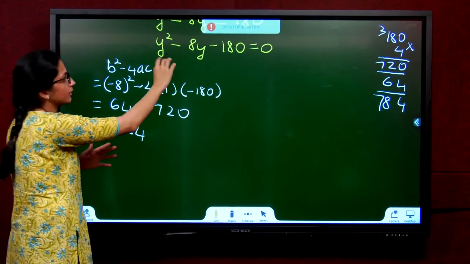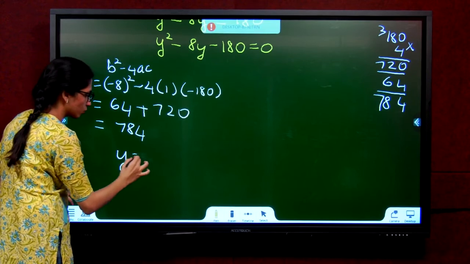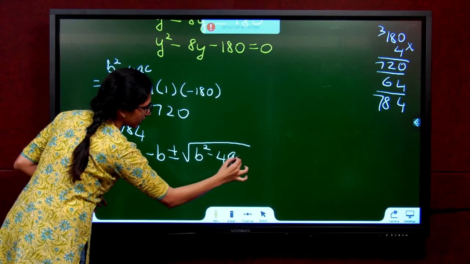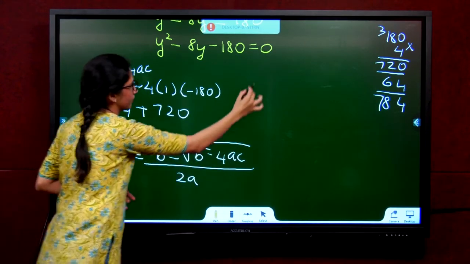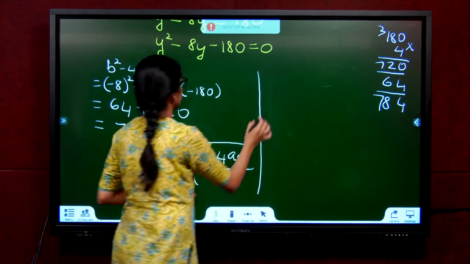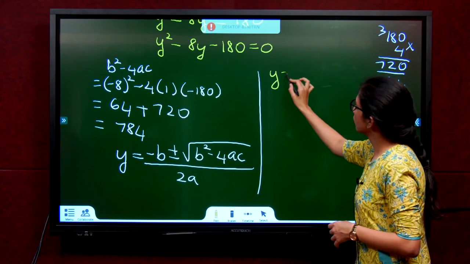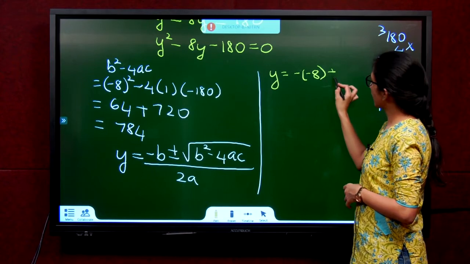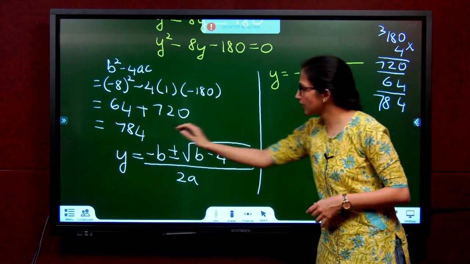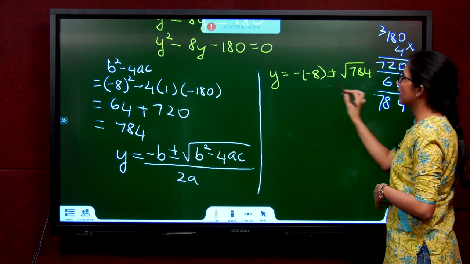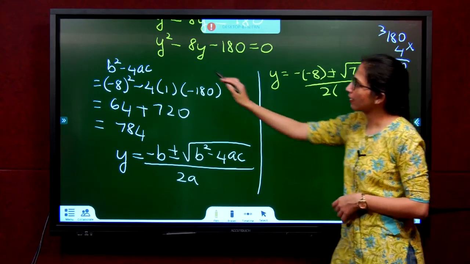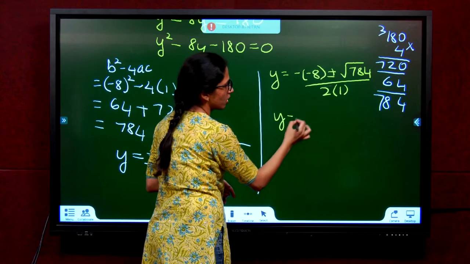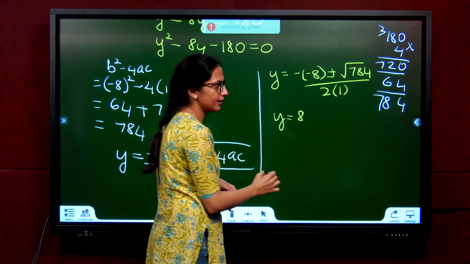So now we're not talking about x, it is y here. So you should write the equation as y is equal to minus b plus or minus root of b square minus 4ac by 2a. So now we can continue solving this. y is equal to minus b. What is b? Minus 8. Plus or minus root of b square minus 4ac, which is nothing but 784, divided by 2 into a. What is a? 1.